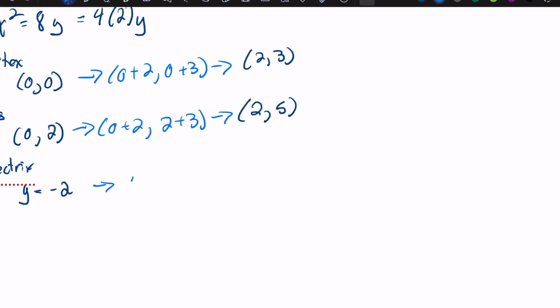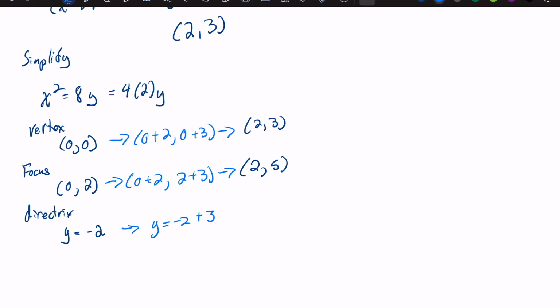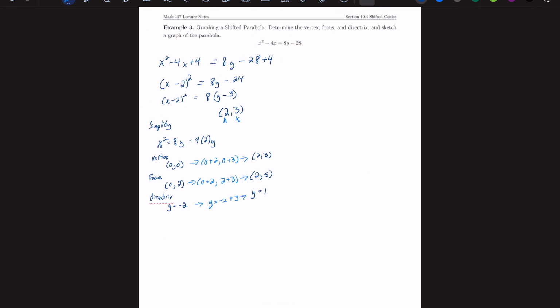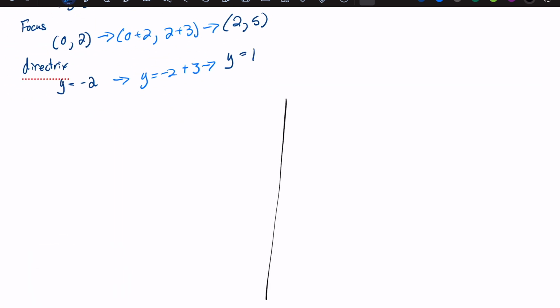And my directrix: I'm going to take y equals -2, and since it's only the y, I'm only going to add k to it. So I'm going to add 3, which is our k. Remember, this is h, this is k, which is our new center, or in this case, the vertex. That produces my new directrix, y equals 1. With all this information, we can draw the new one, so we can make a sketch.